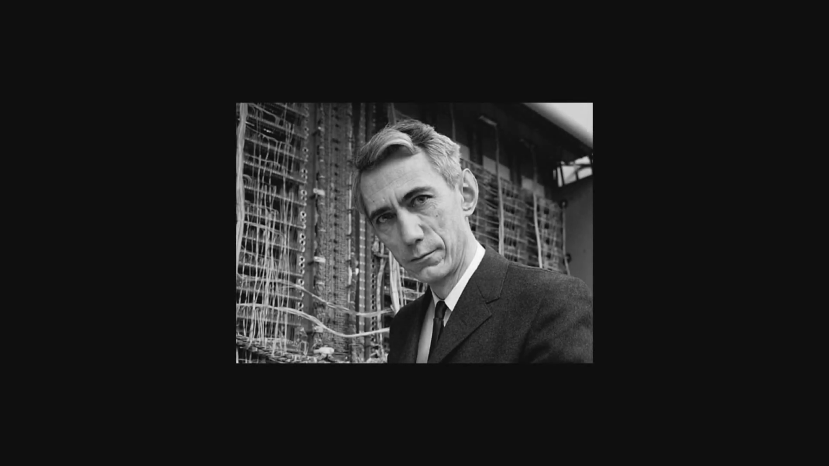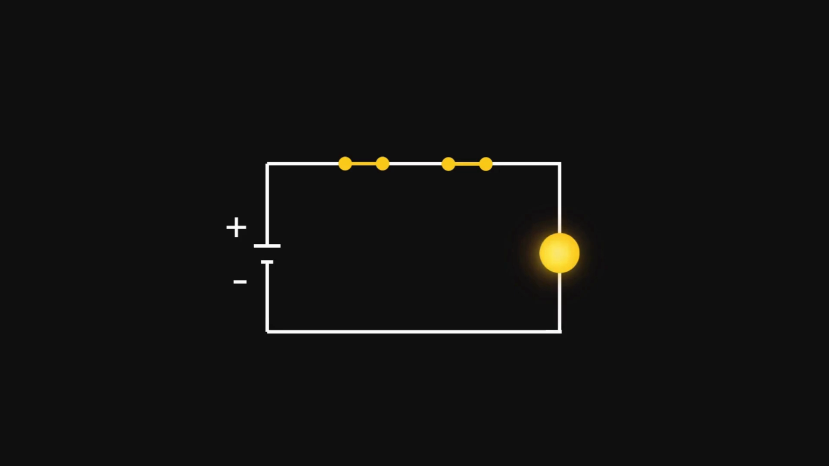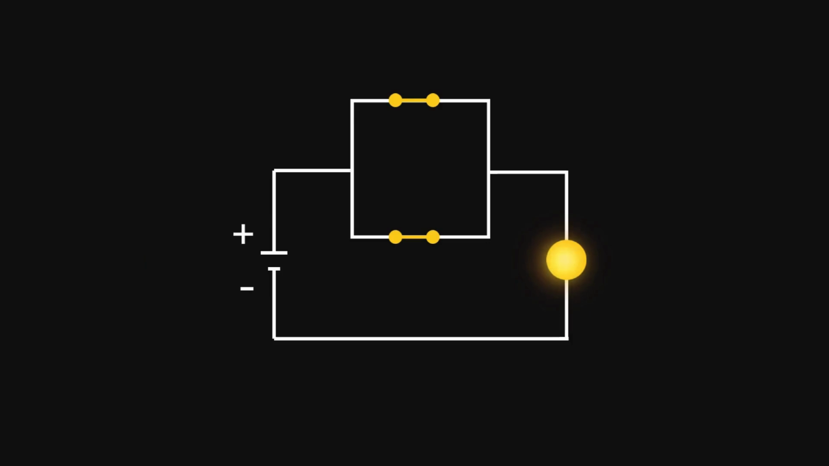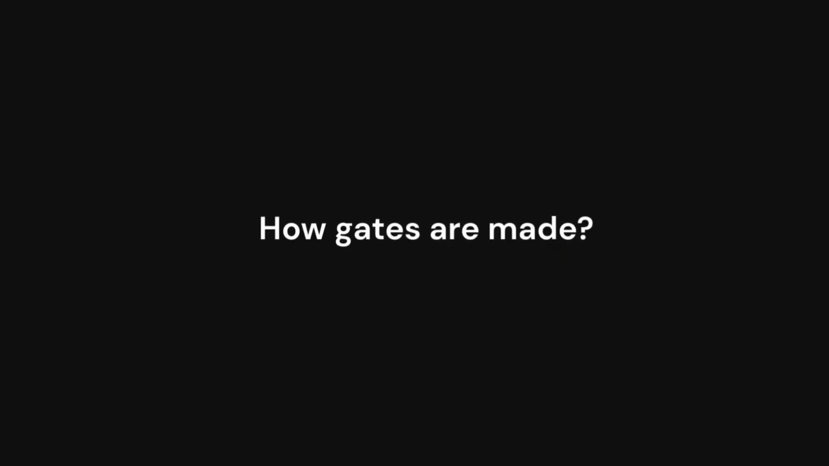These concepts were abstract until Claude Shannon looked at a circuit with mechanical switches. He noticed that two switches in series acted exactly like an AND gate. Both had to be closed for the current to flow. And also, two switches in parallel acted exactly like an OR gate. Either one can be closed to allow the current to flow. Similarly, let's see how each gate is made.